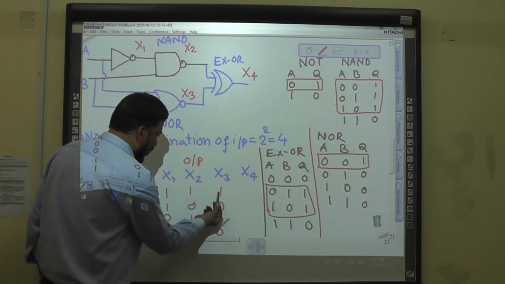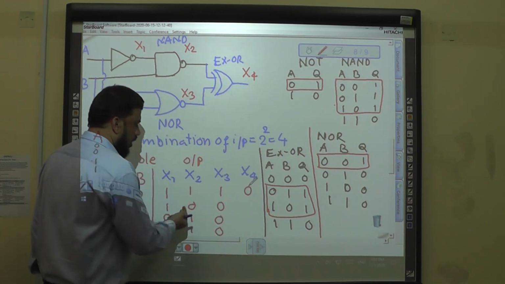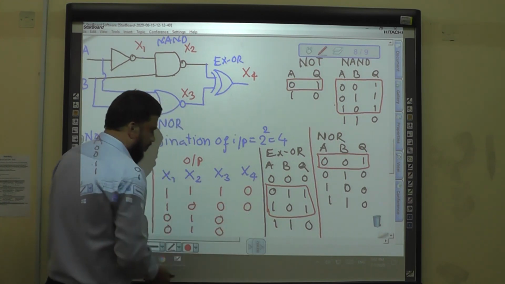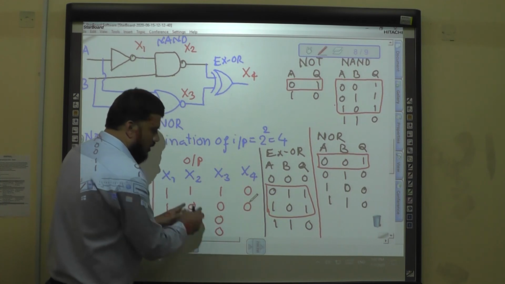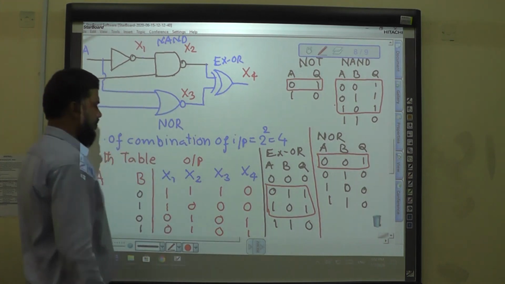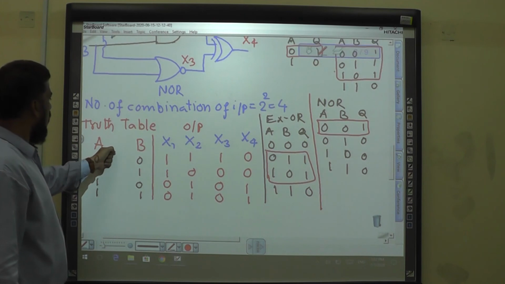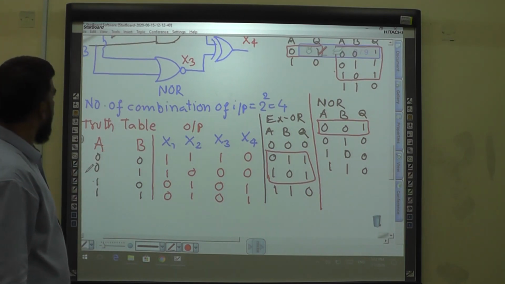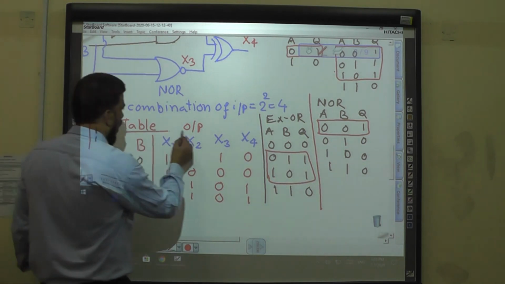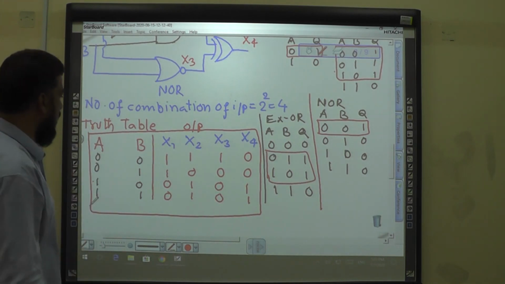Here 1, 1, inputs are the same, put 0. 0, 0, again the inputs are the same, put 0. Here 1, 0 and 1, 0, these are two different inputs, so we can put 1 and 1. So this is the truth table for the combinational circuit.